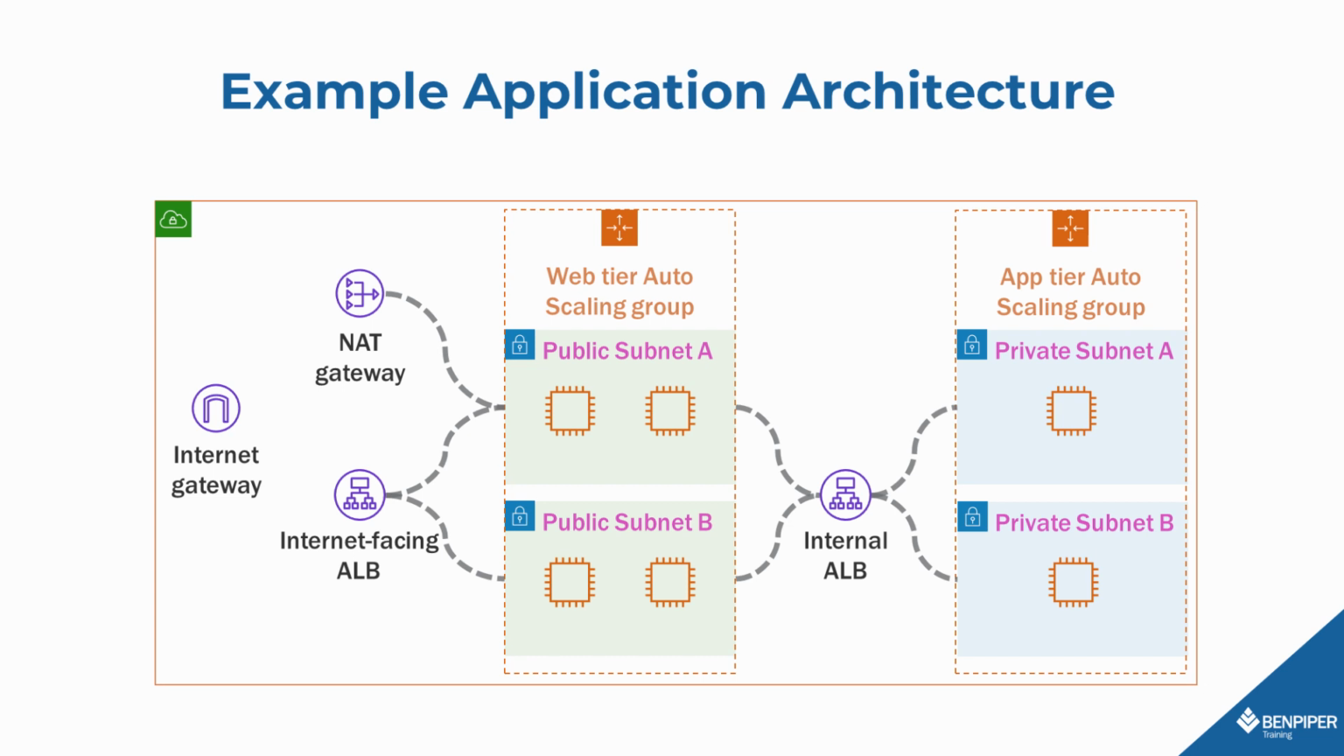The instances in the web and application tiers are going to be part of two different auto-scaling groups. Auto-scaling is going to launch these instances and make sure that we always have a minimum number of healthy instances. If an instance fails, auto-scaling will terminate it and launch a fresh one. All right, that's the overview.